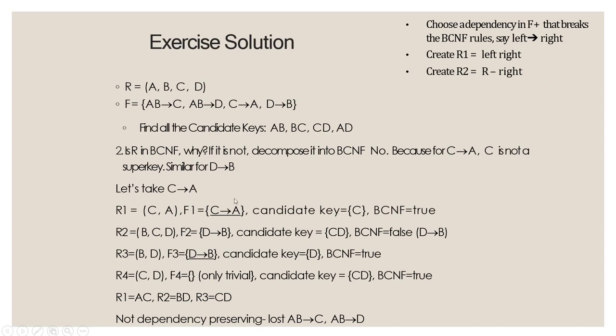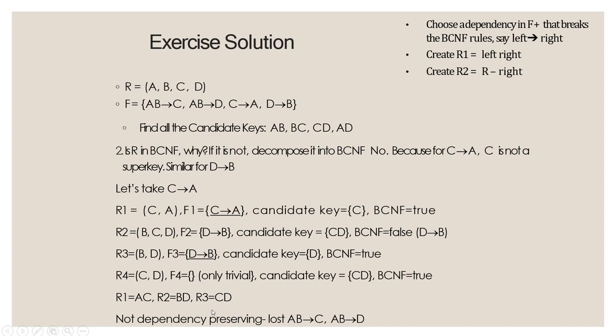R2 is going to be BCD minus the right-hand side, which is B. So if you get rid of this, we are left with C and D. Okay, this one's fine because D determines B. D is a candidate key for R3. This one's fine because we are only left with the trivial ones, such as C determines C, D determines D. Okay, so this is BCNF. So we have taken this original R and we have decomposed it into CA, BD, and CD.